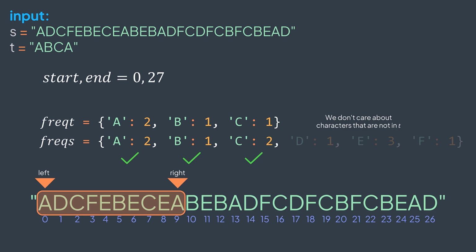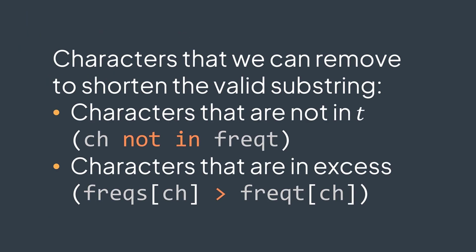All conditions are satisfied now, it means that the substring from left to right inclusive is valid. But is it the shortest one that ends at the index right? Not sure, because we may have characters that we don't care about. By characters that we don't care about, I mean characters that we can remove without breaking the validity of the actual substring. And these characters are characters that are not in t at all, and characters of t that are in excess in our substring.